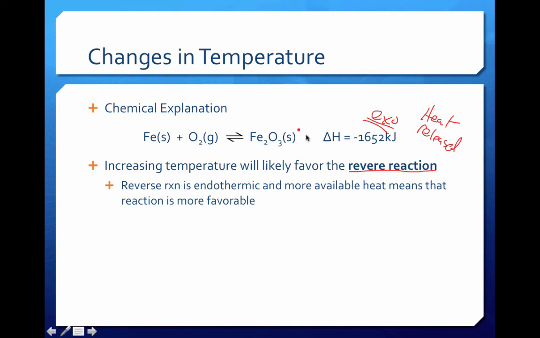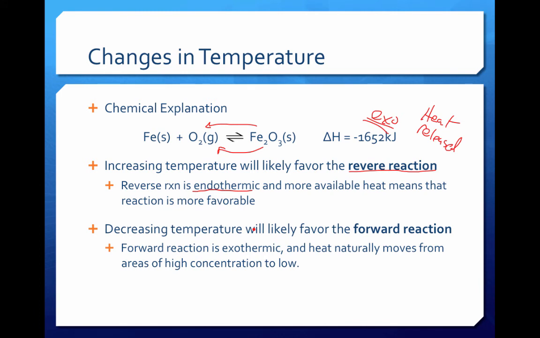The increase in the amount of heat is going to provide more heat energy available for the reverse reaction to occur, and therefore that reaction will start to speed up and the forward reaction will start to slow down. So the reverse reaction is endothermic because the forward was exothermic, and more available heat means that that reaction is more favorable. It has the heat needed to run. Likewise, a decrease in temperature will most likely favor the forward reaction in this scenario.